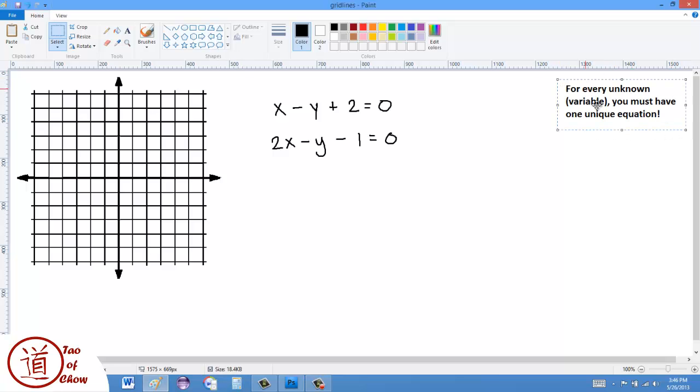Okay, and that's for every unknown variable, you must have one unique equation. So you can't just have the same equation twice or expressed in two different ways. It has to be a unique equation to solve it.